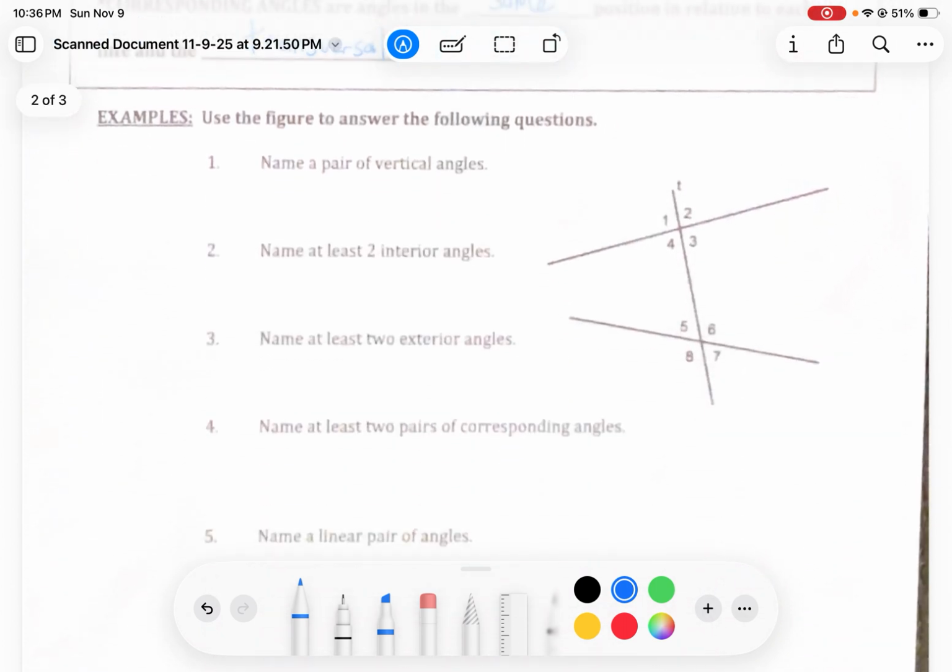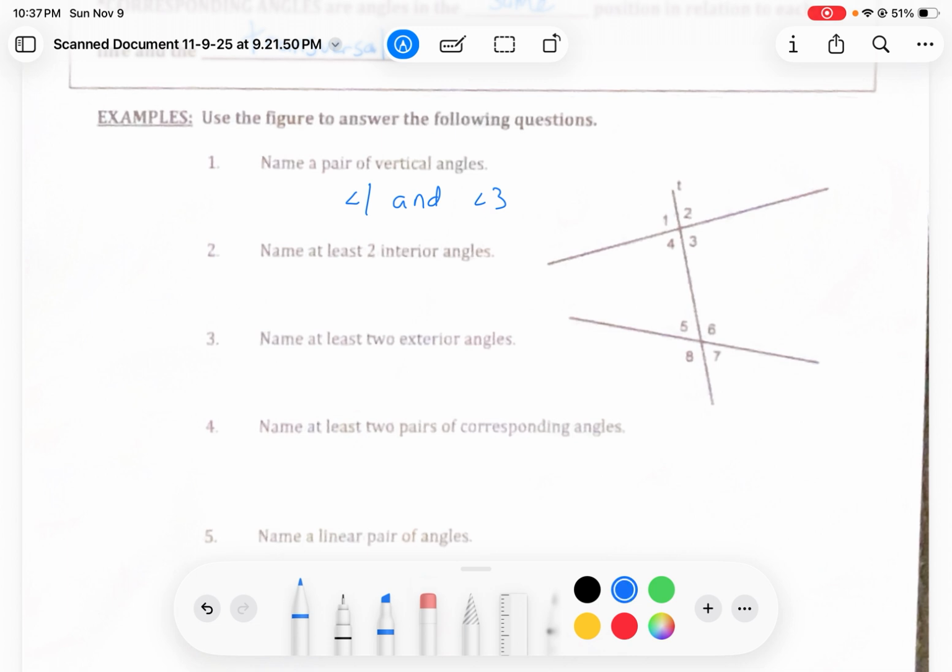So use the figure to answer the following questions. Name a pair of vertical angles. So there's a lot of pairs of vertical angles here. I'm just going to look at the top. Angle 1 is in the top left. That is a vertical angle with angle 3. So 1 and 3 are vertical angles. If you want to list another pair, 2 and 4 are vertical angles, 5 and 7, and so are 6 and 8.